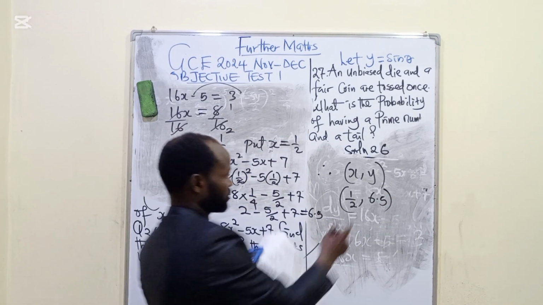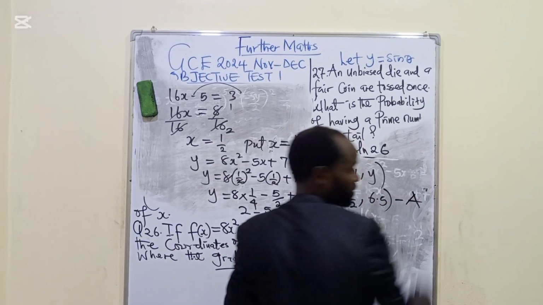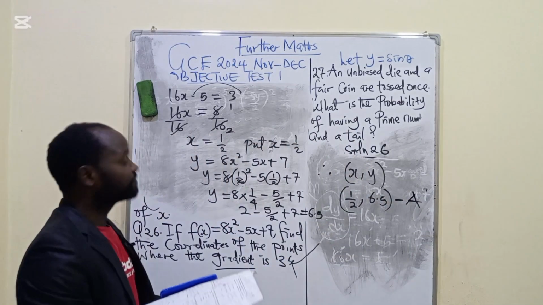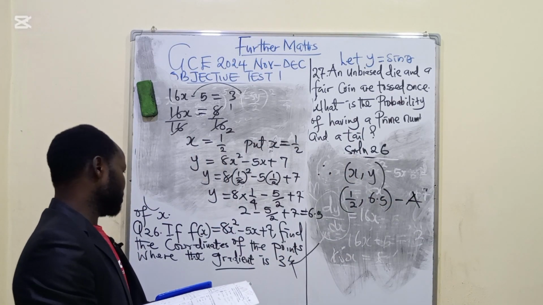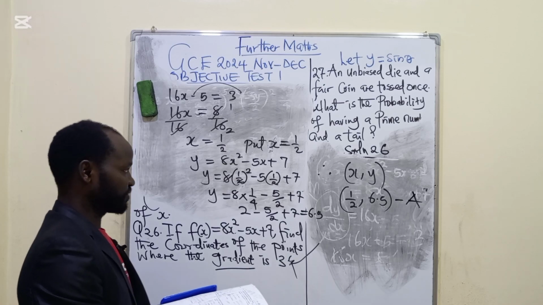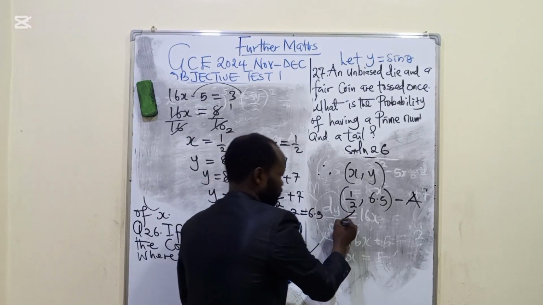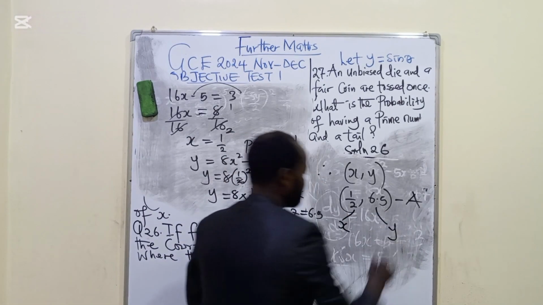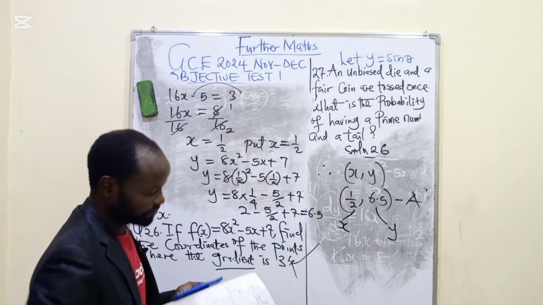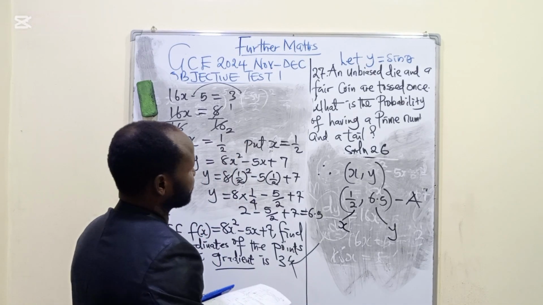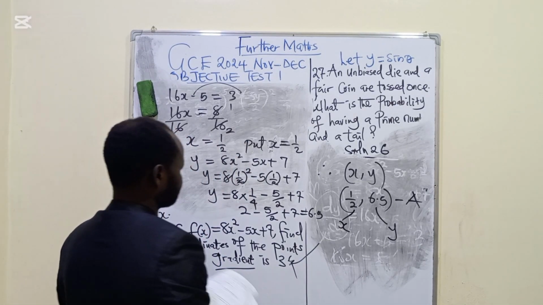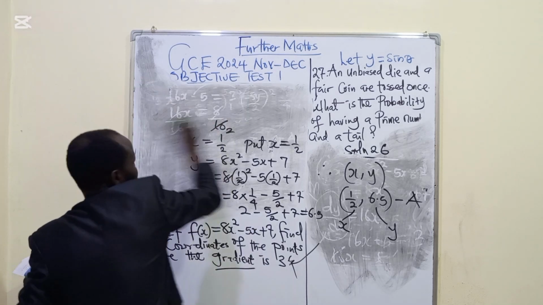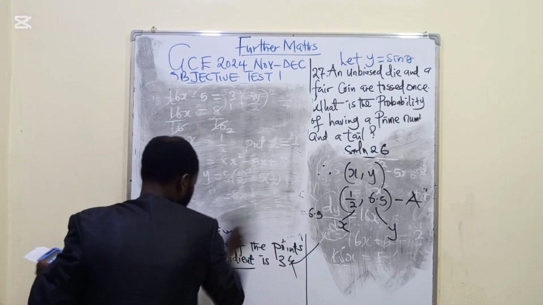And the correct option is option A, because we are asked to find the coordinate of the point where the gradient is 3. The coordinate of the point means this will be the x value and this will be the y value. Very important. Let's quickly move to the last question for this presentation.